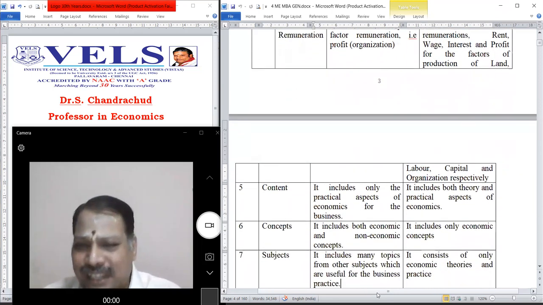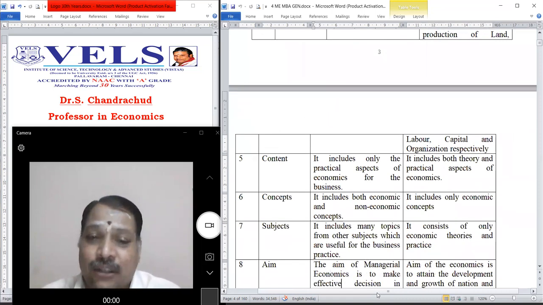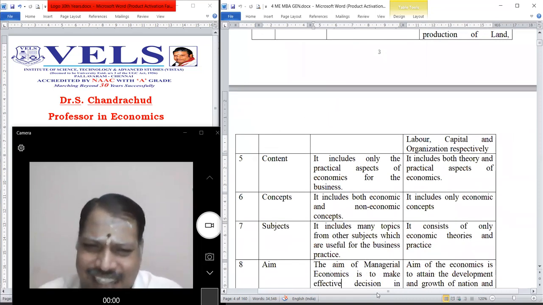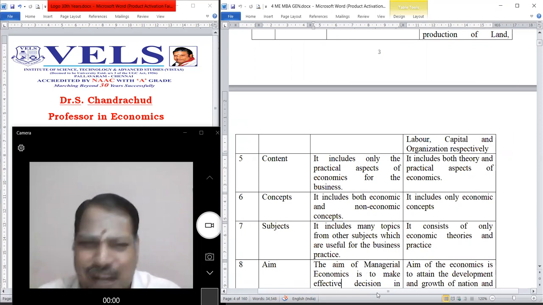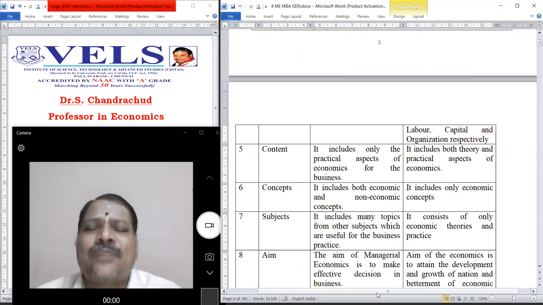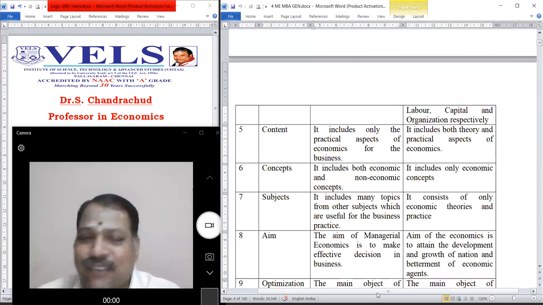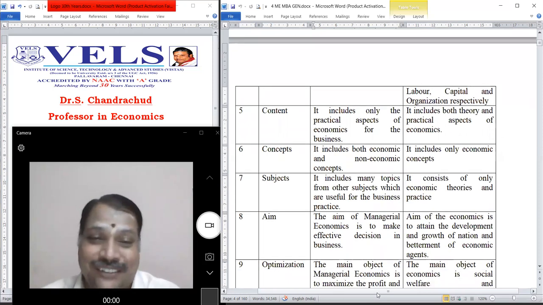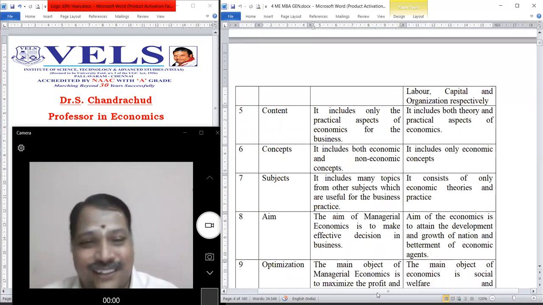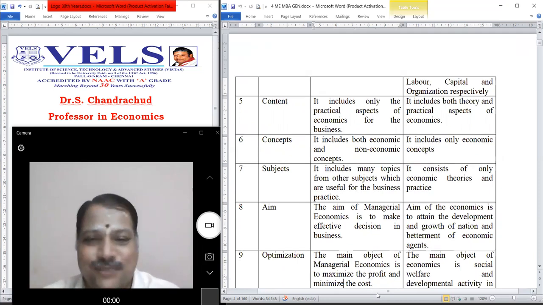While we compare the content, managerial economics includes only the practical aspects of the economics of the business. It is not considering mainly the practical, but traditional economics includes both theory and practice as well, because it is few centuries old. Then, while considering the concepts that we are discussing in these 2 subjects, managerial economics includes both economic and non-economic concepts, but traditional economics never allows other disciplines. It is only economic concepts.